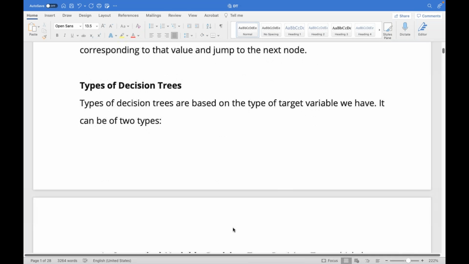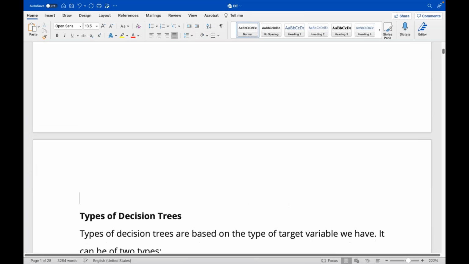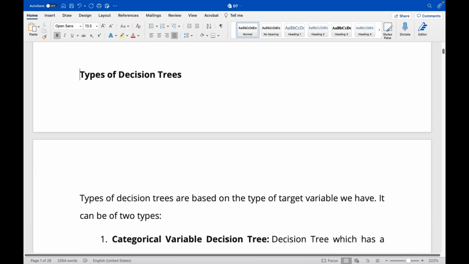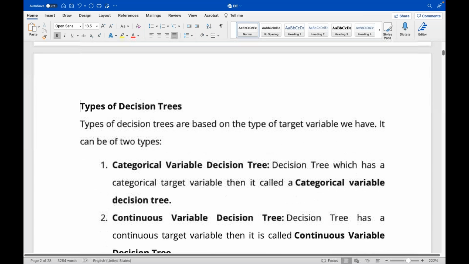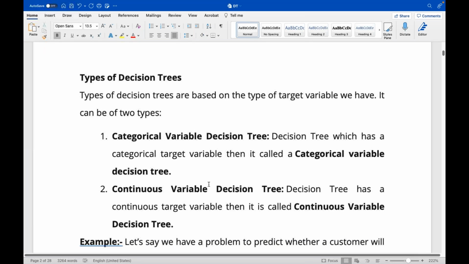So what are the types of decision trees we have? Basically, you already know it. There are two types of decision trees. One type of decision tree can be used for solving regression problems.